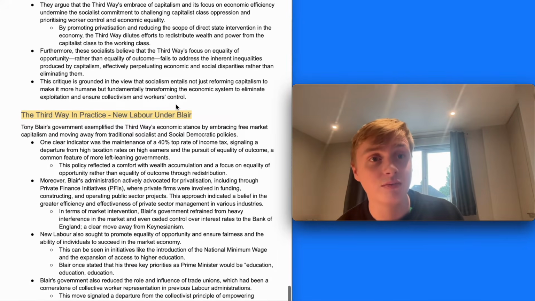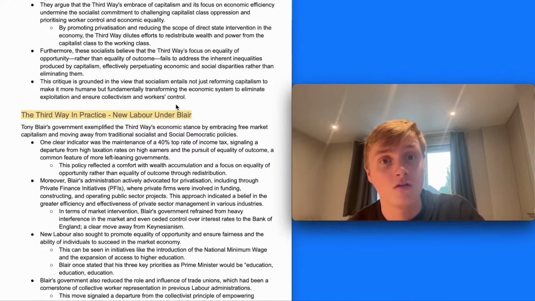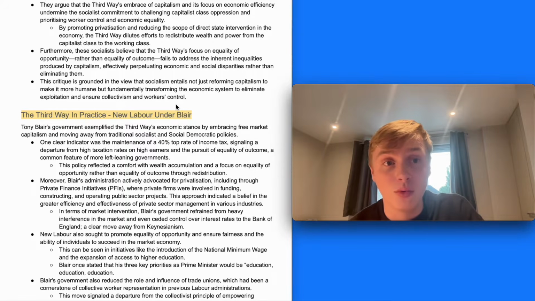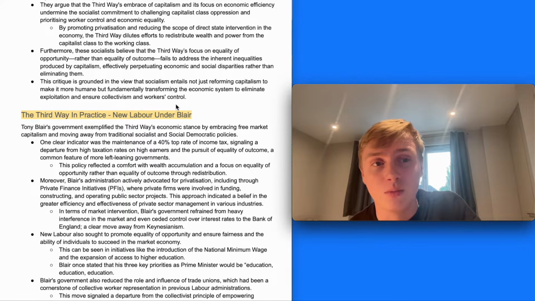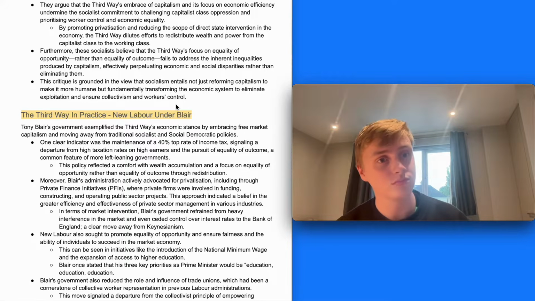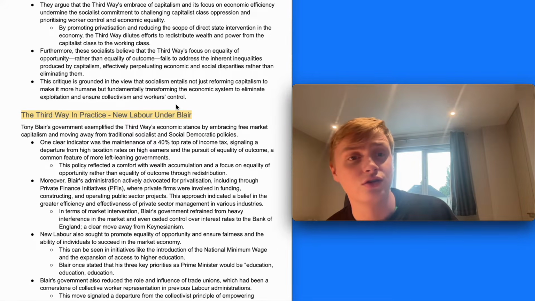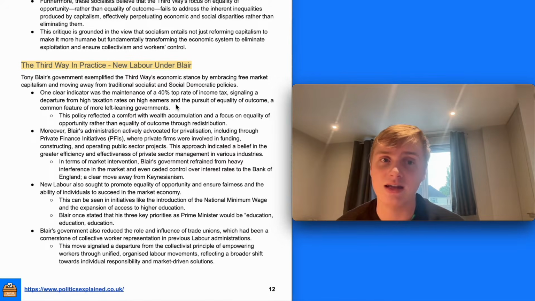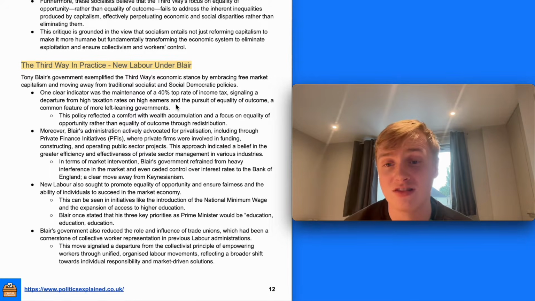So by promoting privatisation and reducing the scope of direct state intervention in the economy, the third way dilutes the efforts to redistribute wealth from the capitalist class to the working class. And they believe that the focus on equality of opportunity rather than outcome fails to address the inherent inequalities produced by capitalism. This critique is grounded in the view that socialism entails not just reforming capitalism to make it more humane, but fundamentally transforming the economic system, and that's what socialism should be.